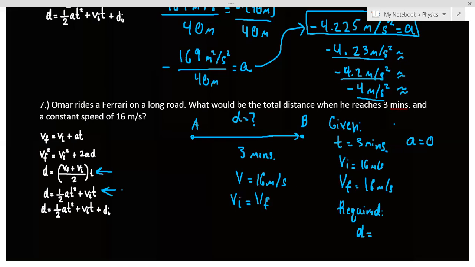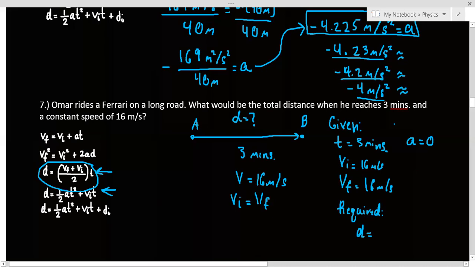I'll explain why. In the third formula, our goal is to find the displacement, right? The third formula is initial velocity plus final velocity, all over 2, times t. As you can see, what you are looking for is displacement. And you have a final velocity of 16 meters per second, an initial velocity of 16 meters per second, and a time of 3 minutes. So we can still use it.